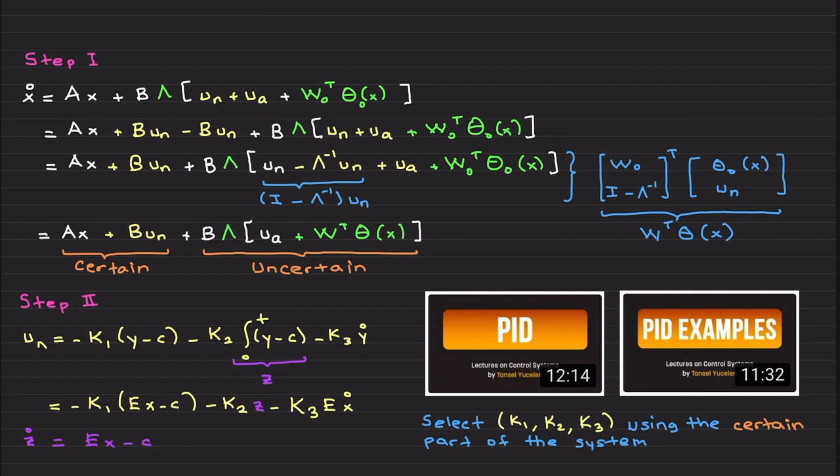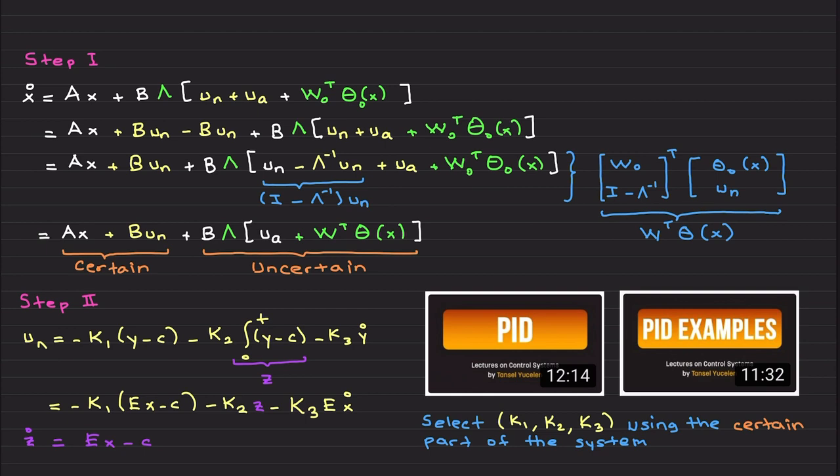In step number 2, we are going to choose PID, K1, K2, and K3 gains based on the certain part of the system. Because don't forget, nominal control defines the ideal system behavior in the absence of uncertainties. So pretend like you don't have anything here. You have this system and you want to choose K1, K2, and K3 to stabilize this system and achieve a desired level of command following performance.